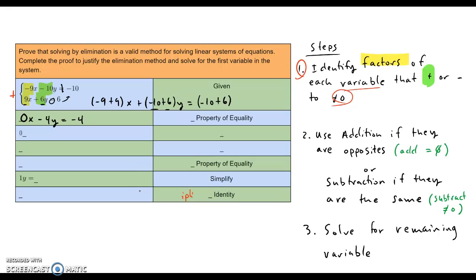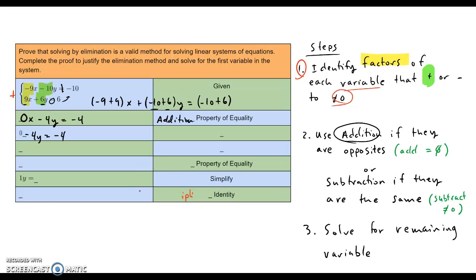So we just added together using the addition property of equality. So that's important that we type in addition here. Addition property of equality. Sometimes we'll subtract if we have the same number, but we had opposite numbers. Now that we have 0x, we know that 0 times x is 0, and they've already got the 0 in for us. So we're just typing in now what's left. So 0 minus 4y equals a negative 4.